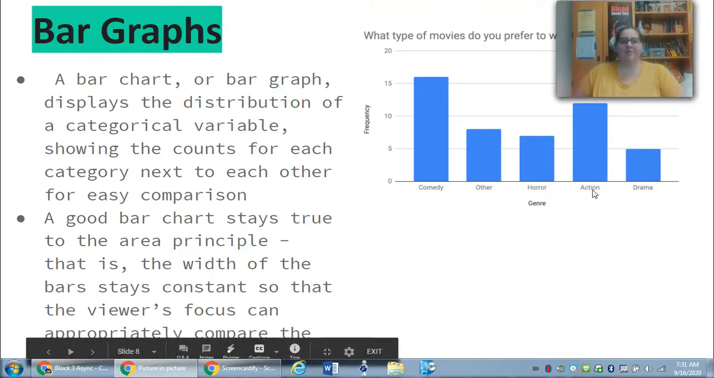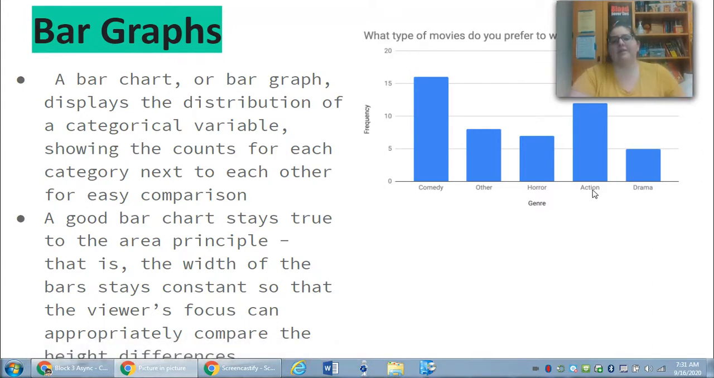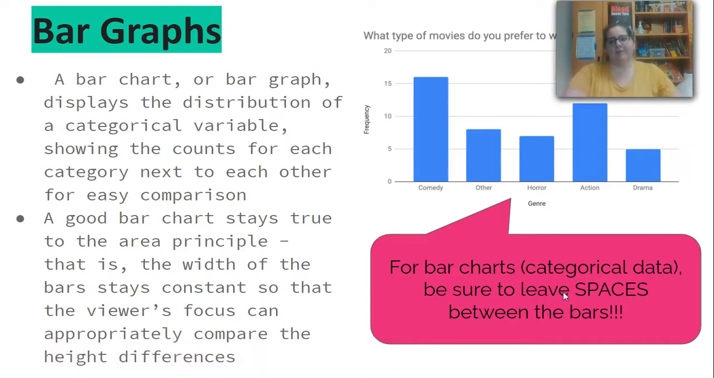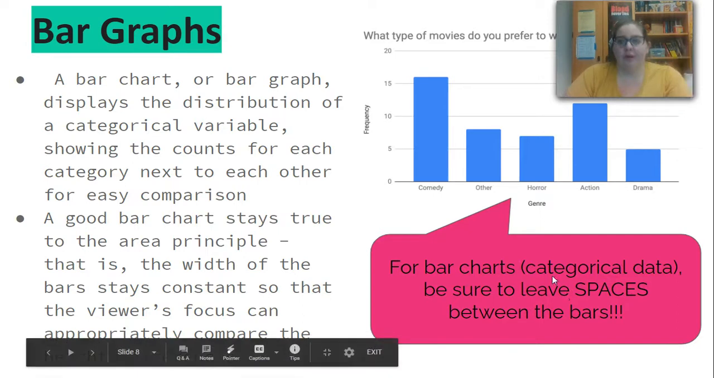A good bar chart stays true to the area principle, which basically means our width is staying the same and then the only difference is the height. Like I mentioned, for categorical data, for bar charts or bar graphs, we do want to leave spaces in between the categories because that indicates that these are separate and there's no real sequence to them. And that's different for a numerical graph that we'll talk about in the next unit.